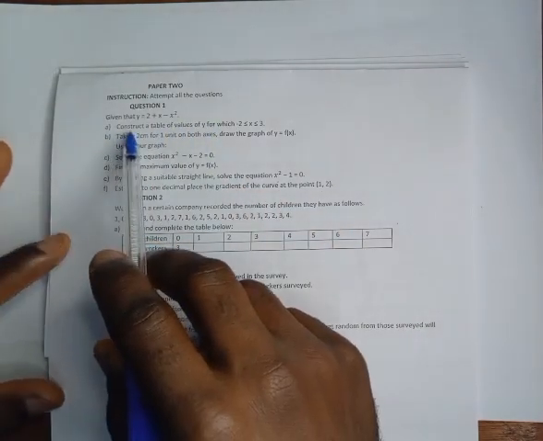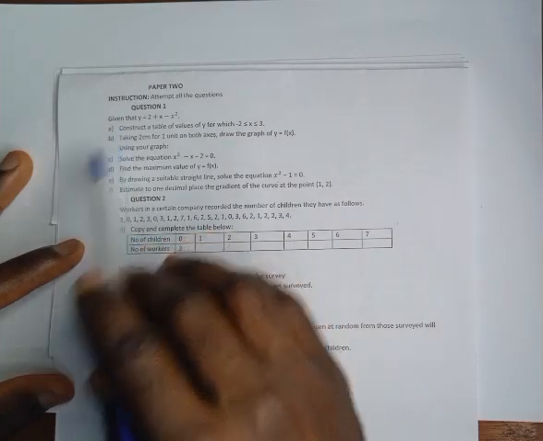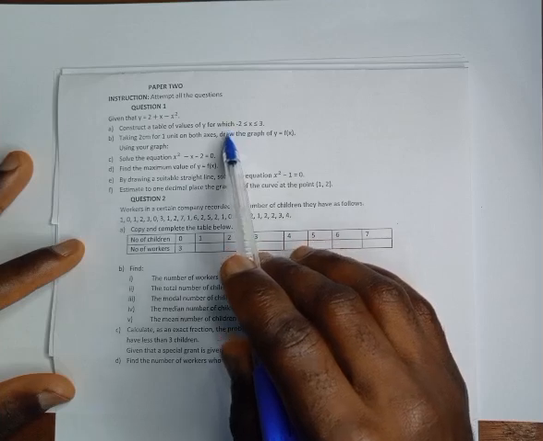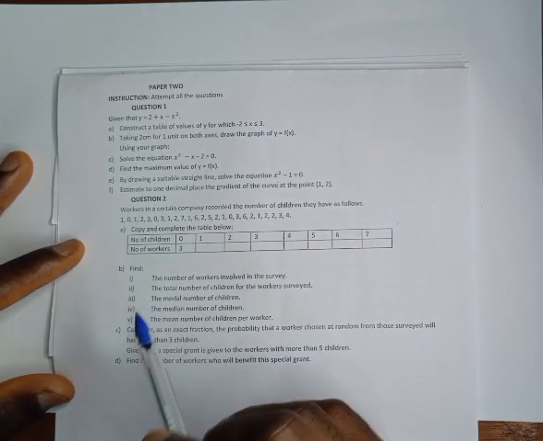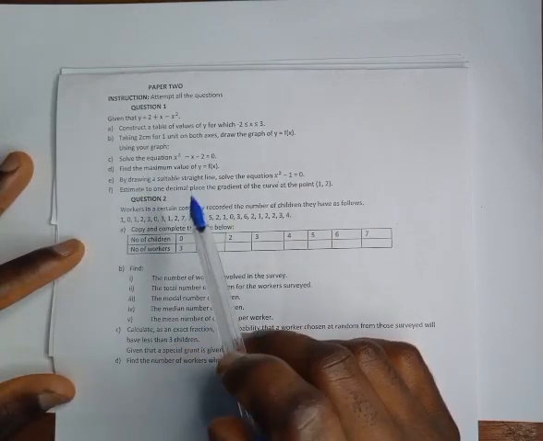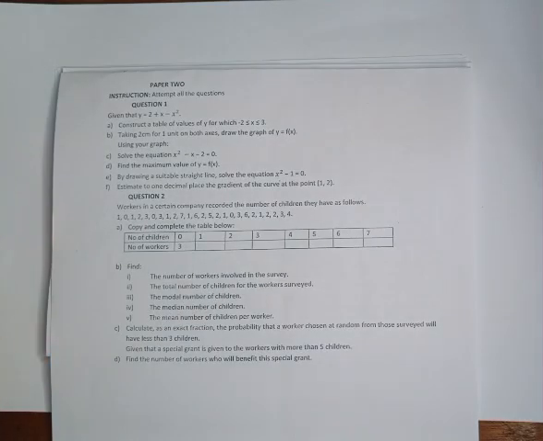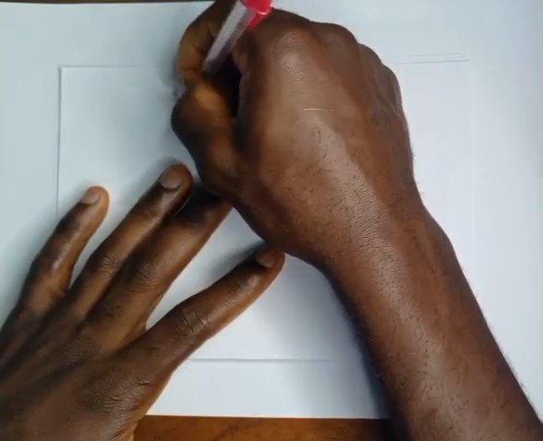For question 1, given that y is equal to 2 plus x minus x squared. Question A, construct a table of values of y for which negative 2 is less than or equal to x less than or equal to 3. That means x takes values from negative 2 to 3. When constructing the table, we are going to make use of whole number values for x. Let's answer the question. Take solution.